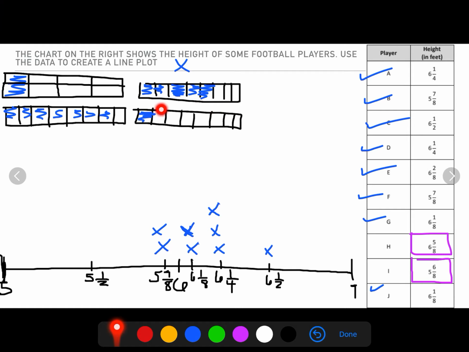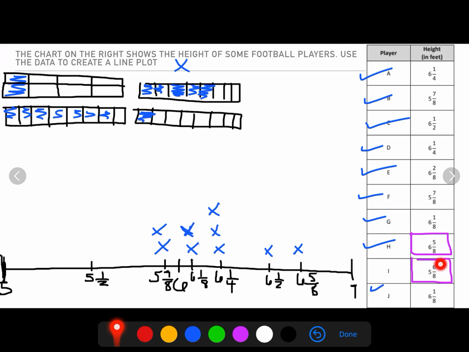Is 5/8 less than a whole? Excuse me, less than a half or more than a half? That's right, it's more than a half. So that means that player H is going to be after 1/2. Let's go ahead and plot 6 5/8. And we're going to represent 1 marker for player H. Now we're down to 1 more.